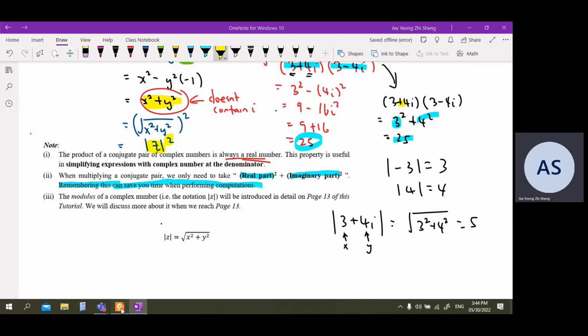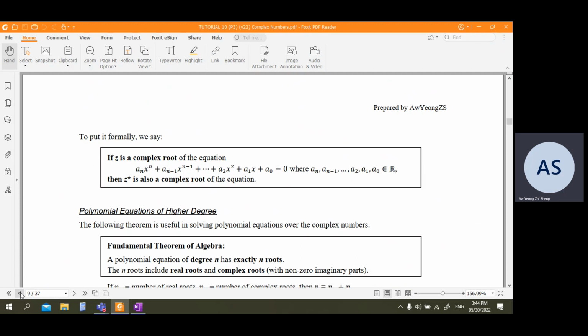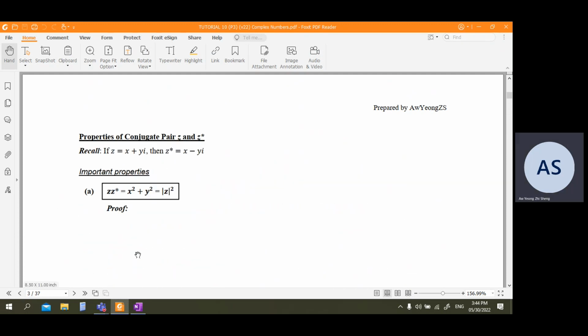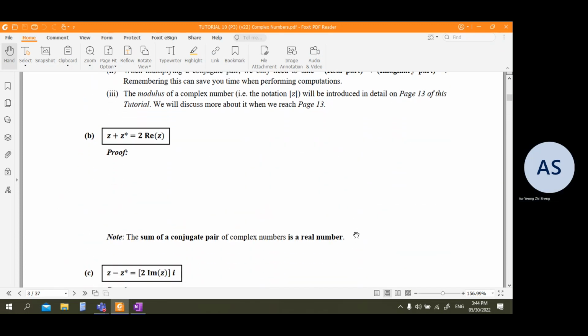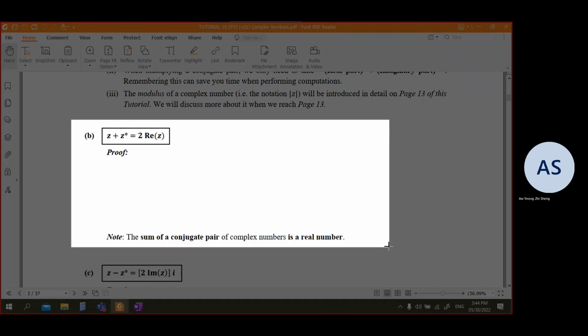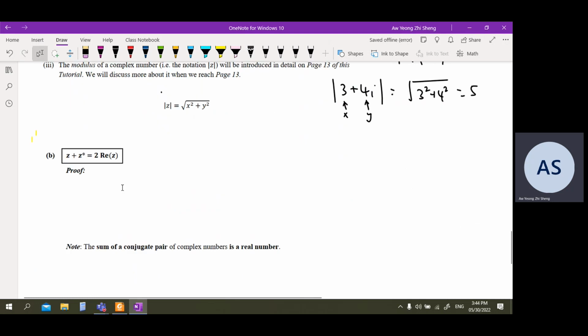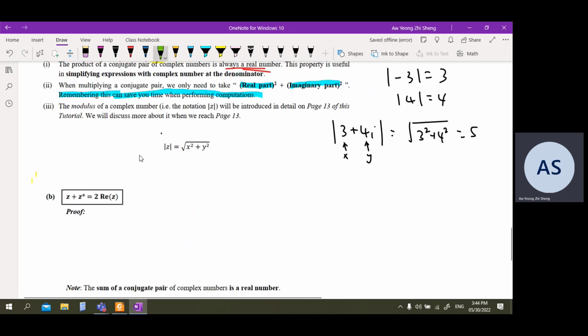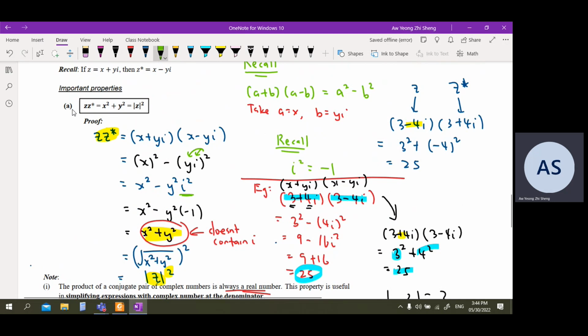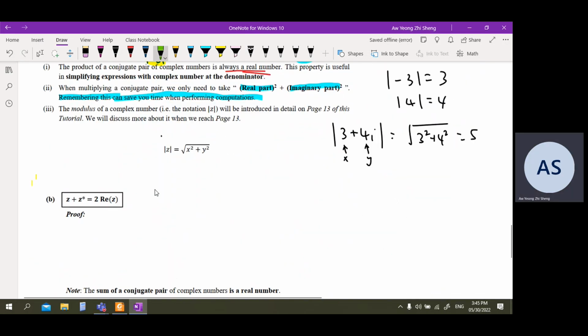Now let's move to part B on page 3. For part B, you do not need to memorize this result. This is not as important as the result in part A. Part A is very important. This one, you have to memorize the result. But for part B, it is less important.